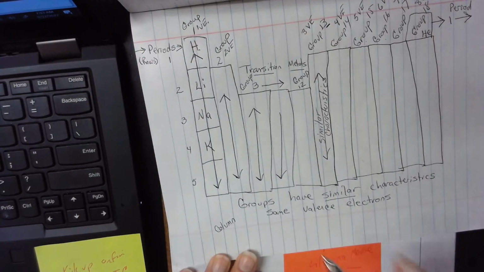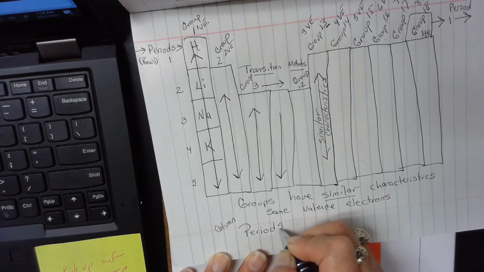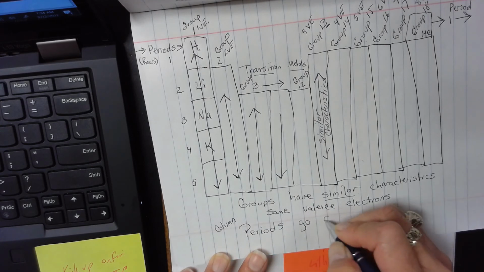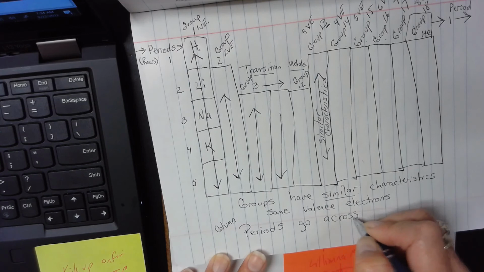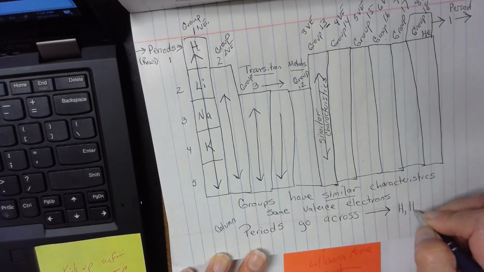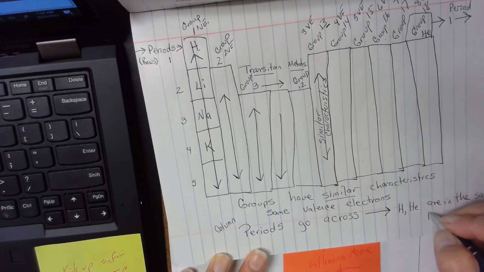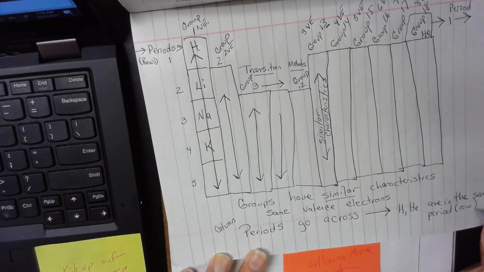So let's go down here to our notes and write periods go across. Hydrogen, helium are in the same period. And let's add row to that.